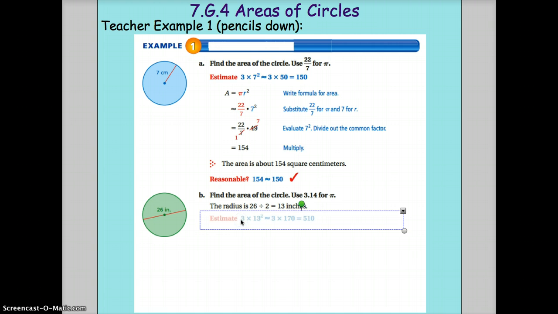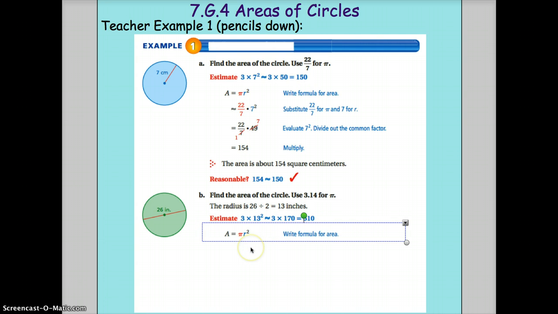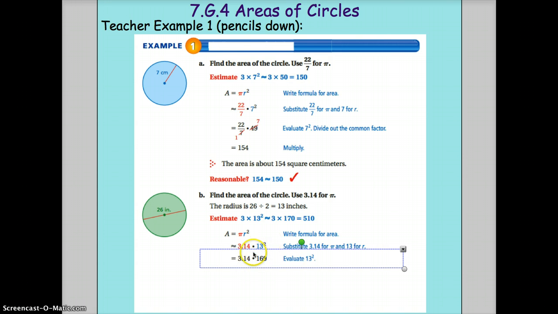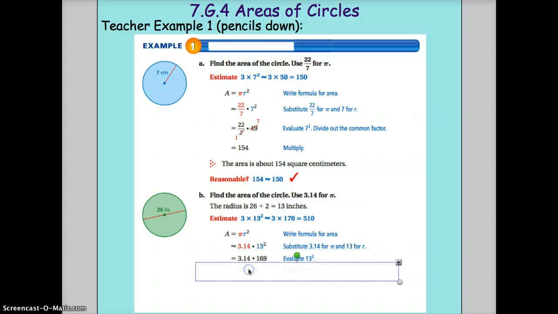Now, using the radius, I can go ahead and solve my problem. Estimating, 13 squared is around 170, pi is around 3, so my answer should be around 510. Okay, so I plug in my formula, plug my numbers in. Notice this time it told us to use 3.14 for pi, so we're not using 22/7 this time. Now we can go ahead and square 13. And notice, order of operations tells us we need to do the exponent first before the multiplication. Be very careful there. Even if we don't talk about it every time, you always follow that order of operations.